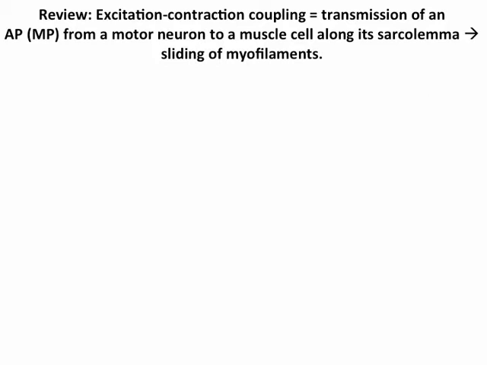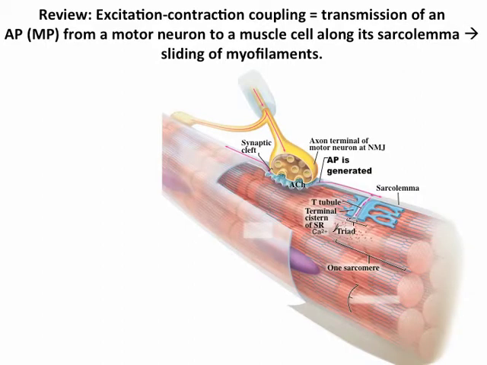So this is just a review of excitation contraction coupling from the motor neuron to the muscle cell, and then the sliding filaments. So if you look at this cartoon, you can see this is a skeletal muscle, and you can see the myofibrils. It shows a sarcomere going from Z line to Z line. It shows the terminal cistern and the T-tubule, or the terminal cistern of the sarcoplasmic reticulum that holds calcium, shows the T-tubule.